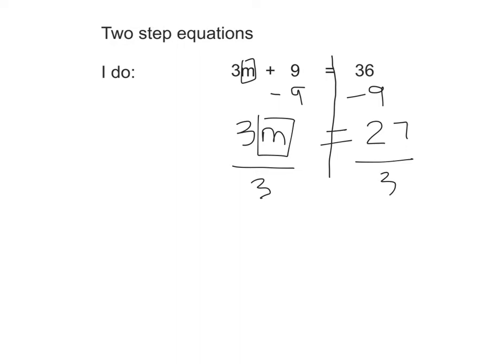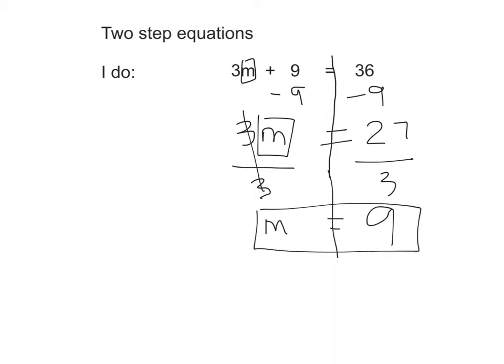Whatever I do to one side of the equation, I have to do to the other side. So 3 divided by 3 is 1, so I'm left with 1m is equal to 27 divided by 3 is 9. I then would check down here to make sure that it makes sense. So 3 times 9 plus 9 is equal to 36. 3 times 9 is 27. 27 plus 9 is 36. Does 36 equal 36? Yes, it checks. So m is equal to 9.